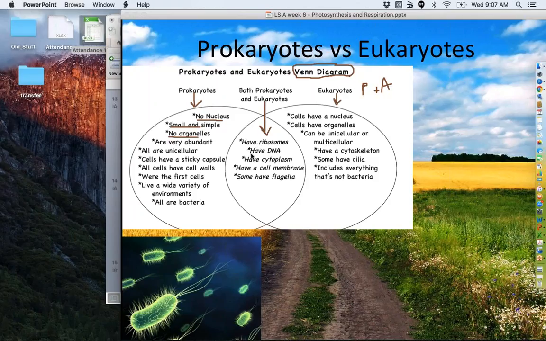Anyway, but they do all have common things like DNA, which all living things have, basically the plans for how they're made up. They have cytoplasm and a cell membrane that keeps them separate from their outside environment. And then also ribosomes, which make proteins. Boom. You guys are all experts on this now, right?